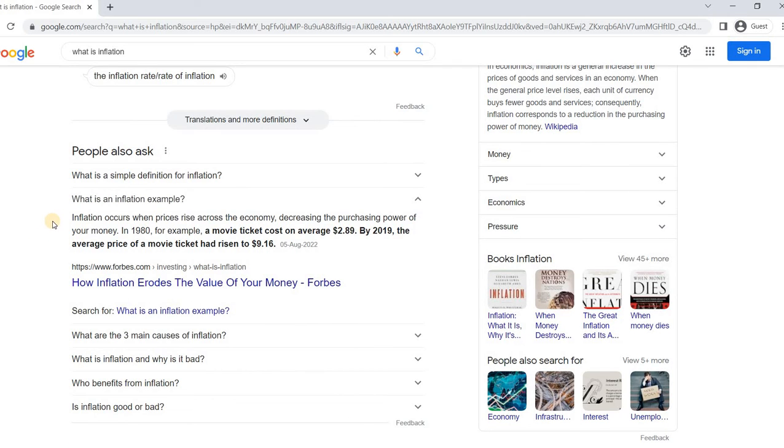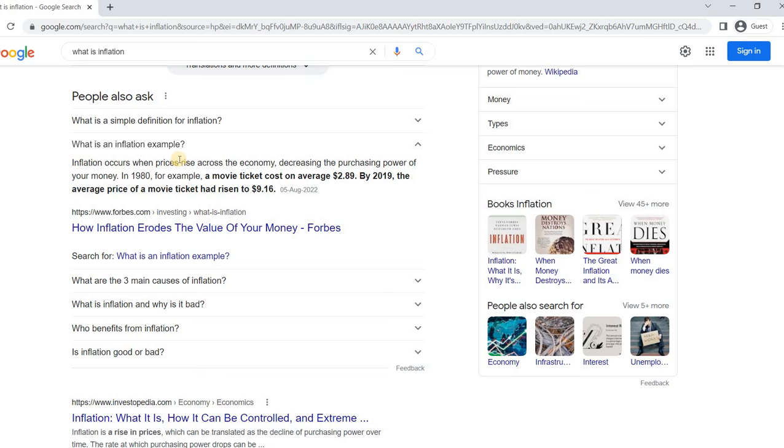Okay, so let's look at an example of inflation. According to Forbes, inflation occurs when prices rise across the economy, decreasing the purchasing power of your money, which is what we just discussed. In 1980, for example, a movie ticket cost on average $2.89. So let's say something that cost $3 in 1980, by 2019, around 40 years later, the average price of a movie ticket had risen to $9.16. So something that was $3 in 1980 became close to $9 in 2020. So in 40 years it almost tripled. So this is what inflation is.